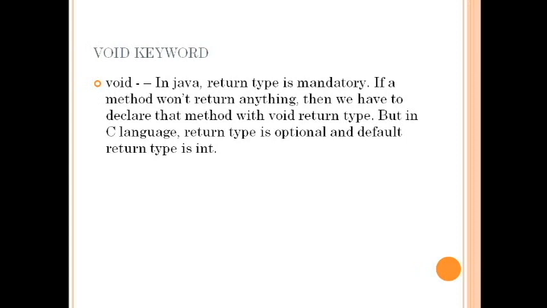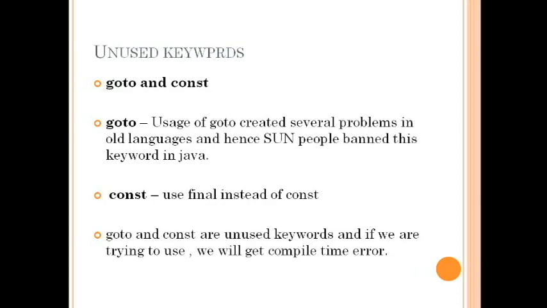So there is only one keyword, that is void. Now the next keywords are unused keywords. As we have seen in earlier screens, there are some keywords which are not used and have been deprecated by the Sun people. So there are two such keywords: one is goto and the other one is const.